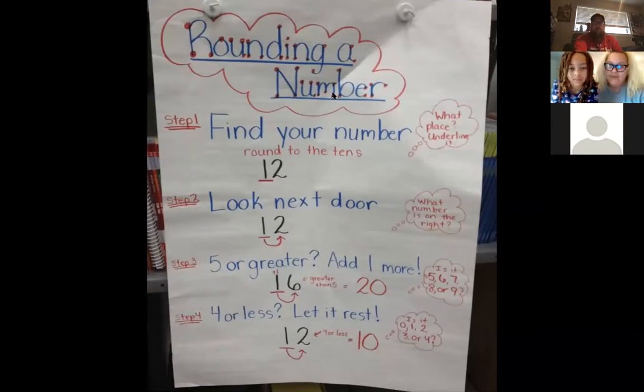So, the first thing we talked about is just our basic rounding. Step one, we're going to find your number. What this means is we're going to look for what we need to round to. So, for instance, in our example that's given to us, we're rounding to the tens, and we have 12. So we're going to underline what we are rounding to.